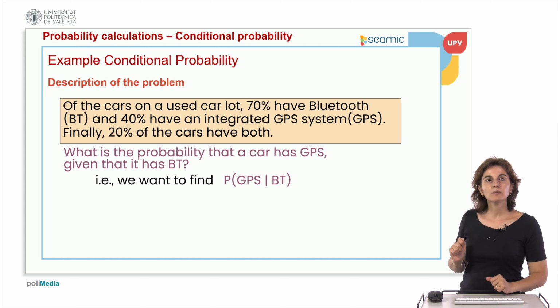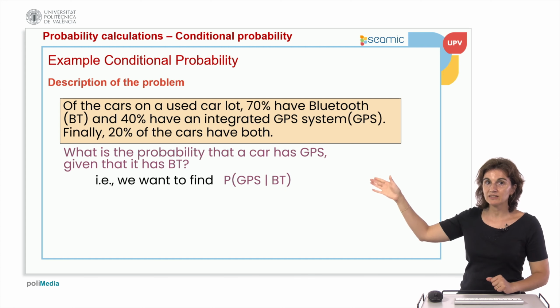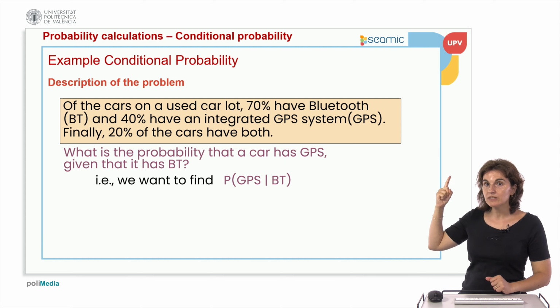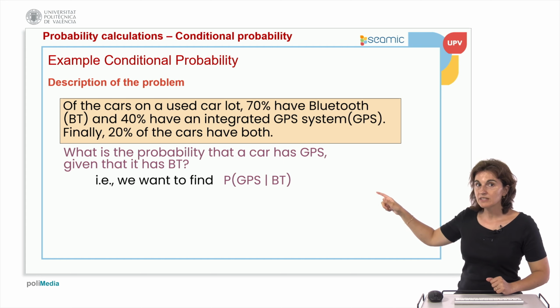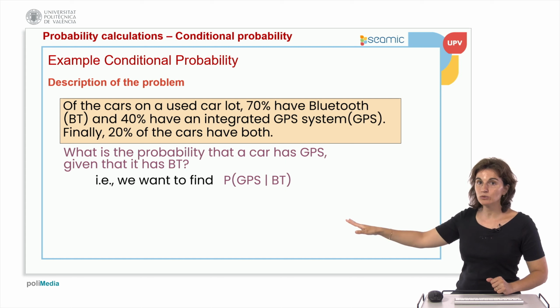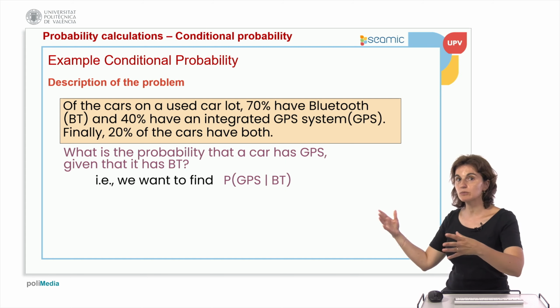So, if we want to compute the probability that a car has GPS, given that we know that it has Bluetooth, what's happening before is having Bluetooth. And this is why Bluetooth is included in the second place in our writing. So, it's the probability of having GPS given that the car has Bluetooth. GPS comes in the first place given that it has Bluetooth.